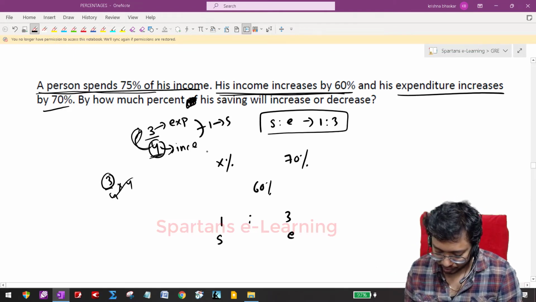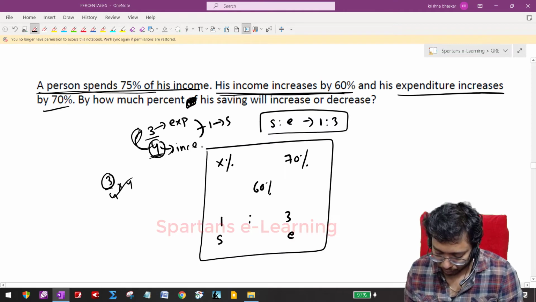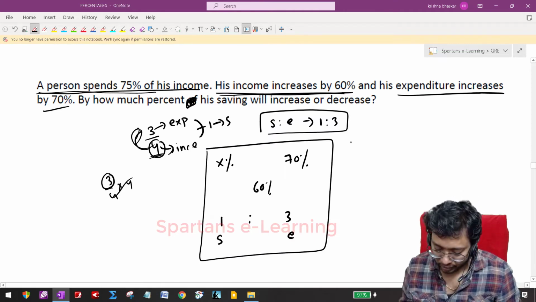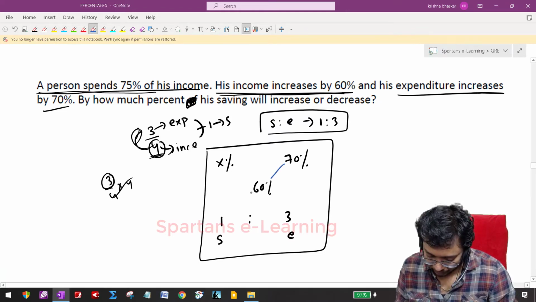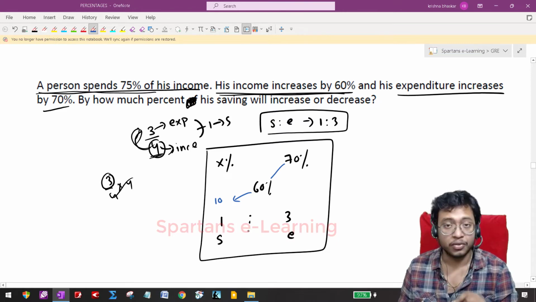That's it. Your question is done. This is the equation form. Okay, now how will you solve this? See this. 70 minus 60, what will it be? It will be 10, right? 70 minus 60, the difference will be 10.